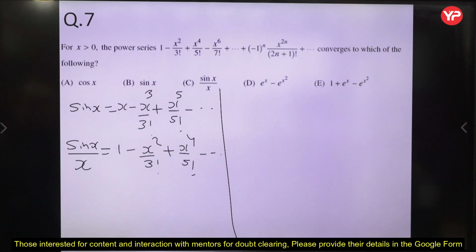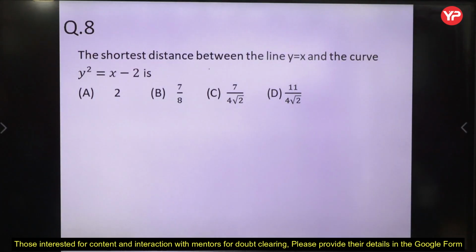So in the exam, don't get confused. Simple questions like this come, so do them easily. OK, now come to the next problem. The shortest distance between the line y equal to x and the curve y square equal to x minus 2. Again an optimization problem. Distance computation is always required.